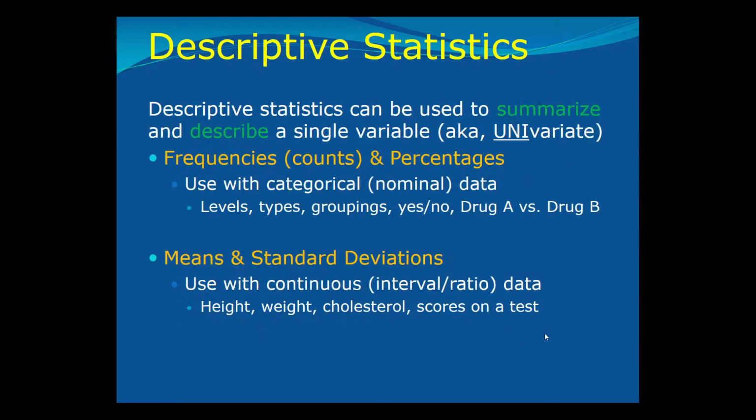Let's talk about descriptive statistics method. Descriptive statistics can be used to summarize and describe a single variable. Another name for descriptive statistics is univariate. If we use a single variable, it is univariate.